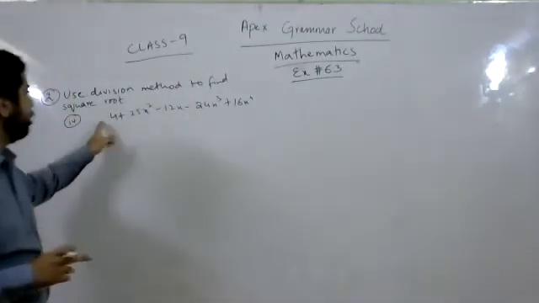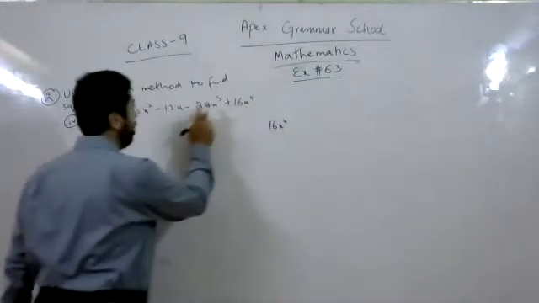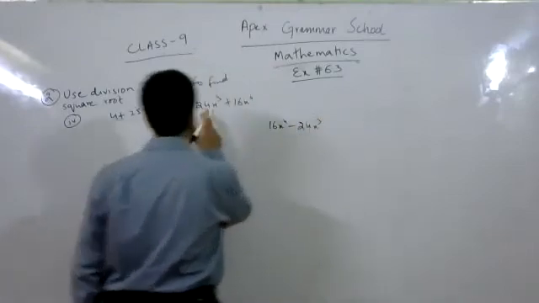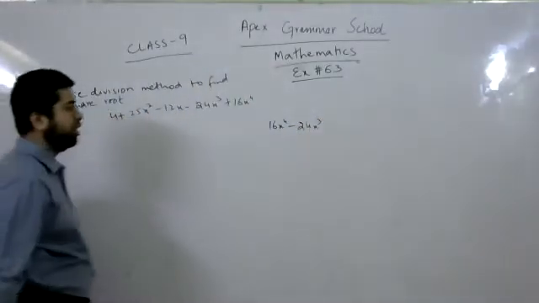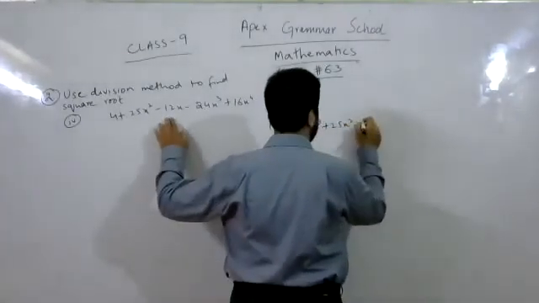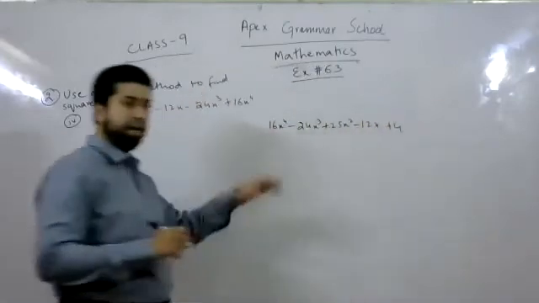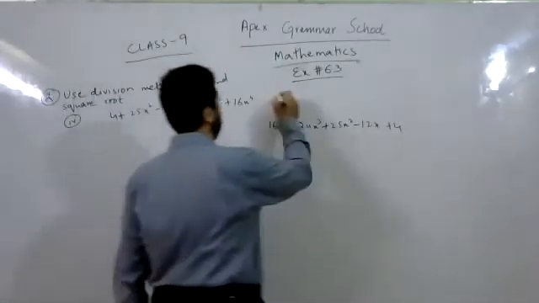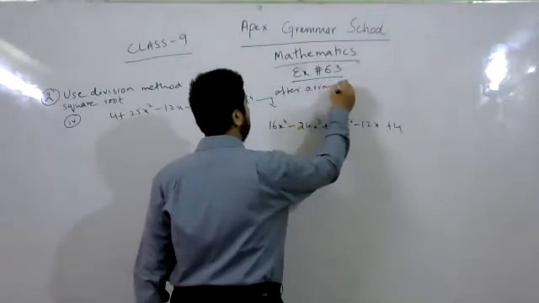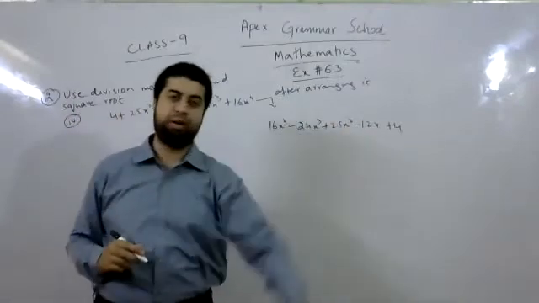According to the power, you need to write it first: 16x raised to power 4. Then the lower power, that is minus 24x cubed. Then again the lower power, that is plus 25x squared. Then minus 12x. Then plus 4. Now this is well arranged. After arranging, here we go. This is in descending order according to the power.